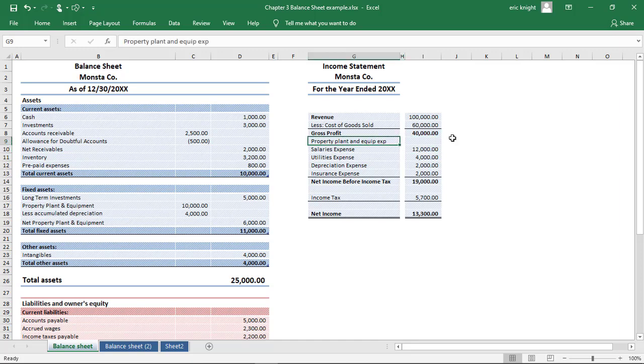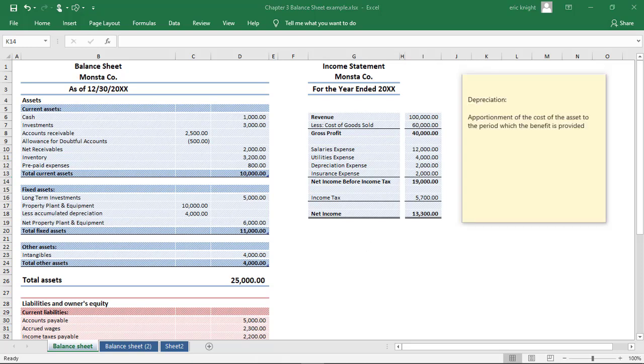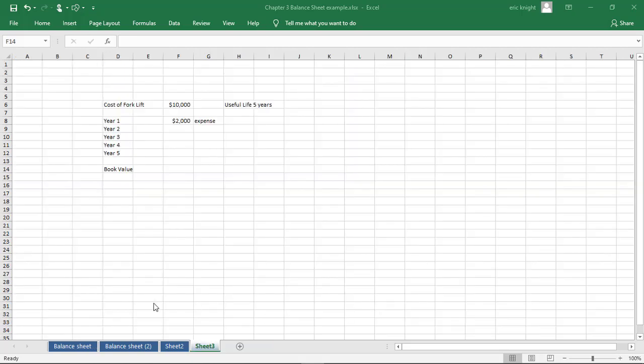So what we do is we call that depreciation. So we bought equipment. Let's say it was a forklift, right? And we bought it and it cost us $10,000. But we're going to use it over 5 years. So if we're going to use it over 5 years, then what we need to do is only take one out of those 5 years as your cost. So let's go to a spreadsheet and kind of break this down. So let's look at this again.